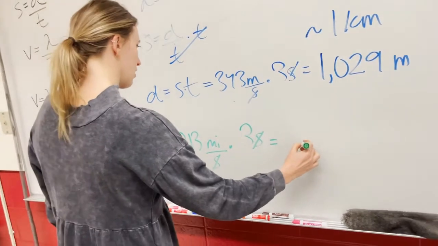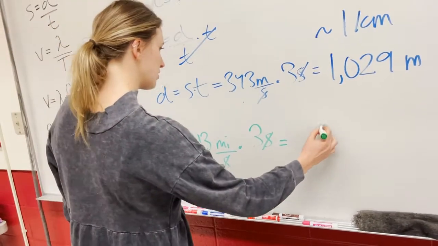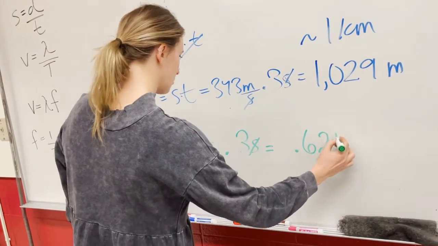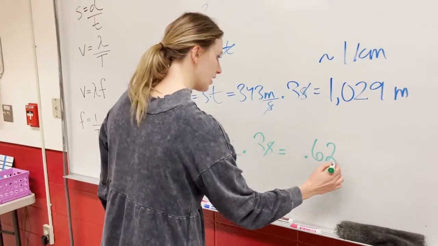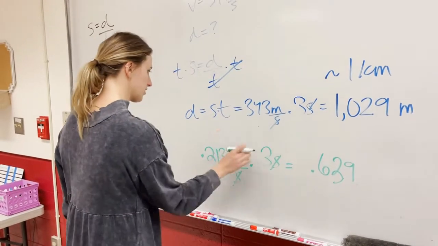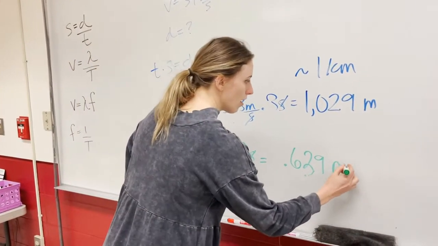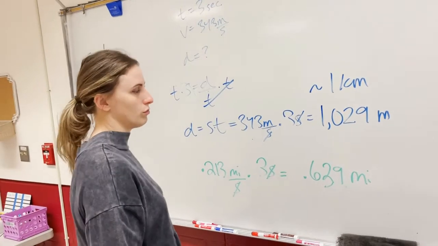0.213 times 3. 3 times 3 is 9... 639. Oh yeah, you're right. There's a 3 there. 0.639 miles. Okay, so like a little more than half a mile.